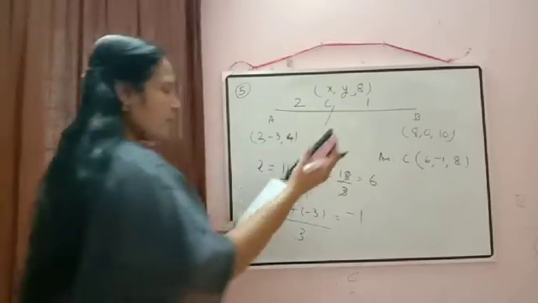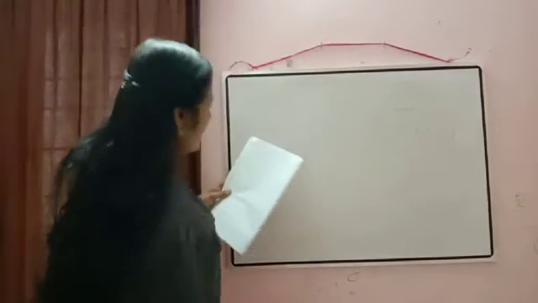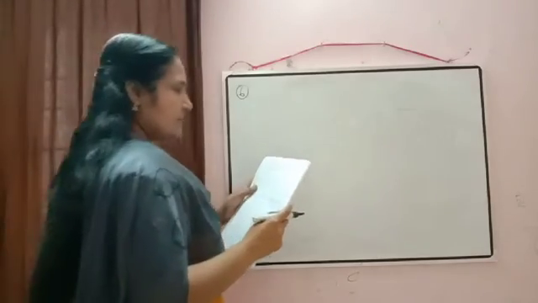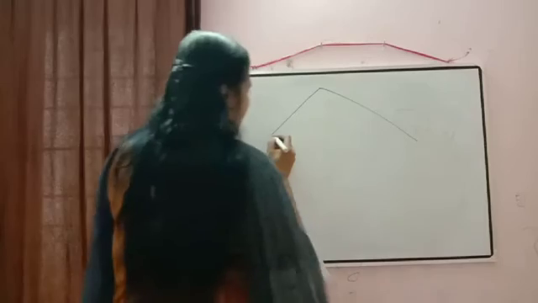Okay. Now, next question, it is written, find the length of the medians of a triangle with vertices. So, vertices of the triangle are given. We can draw the triangle.